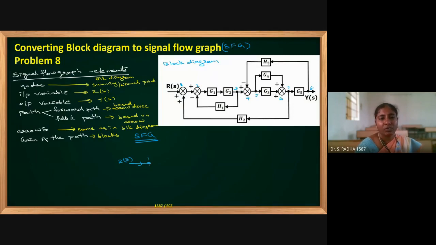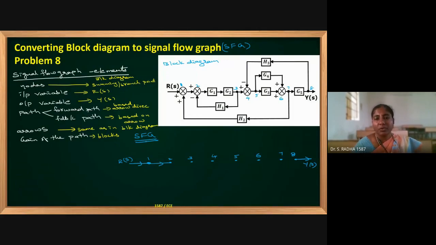So this is my node 1. How many nodes do I need? 8 nodes. This is node 2, node 3, node 4, node 5, node 6, node 7, node 8. After node 8, I have an outward arrow, here I have Y of S. Between node 1 and 2 there is an arrow mark. No block, so I will put gain 1. Writing the gain values I will come to later. First I will just draw the diagram, then I will come to the gains.